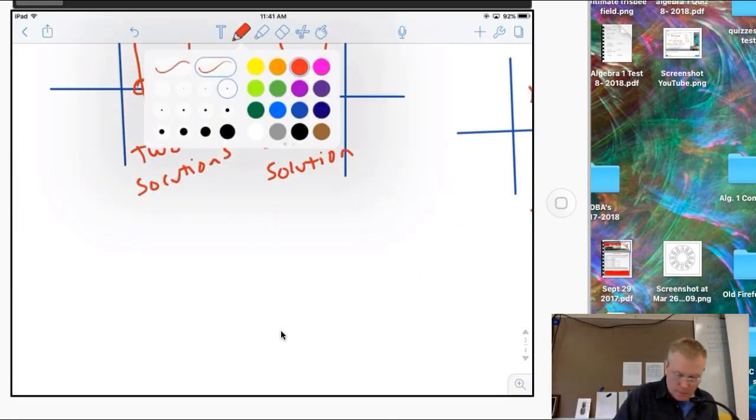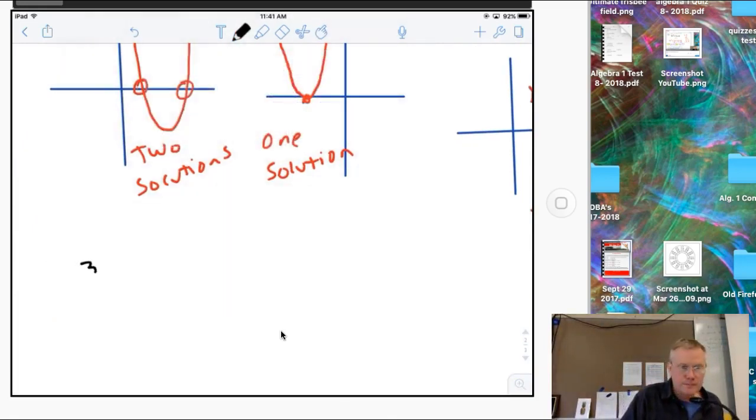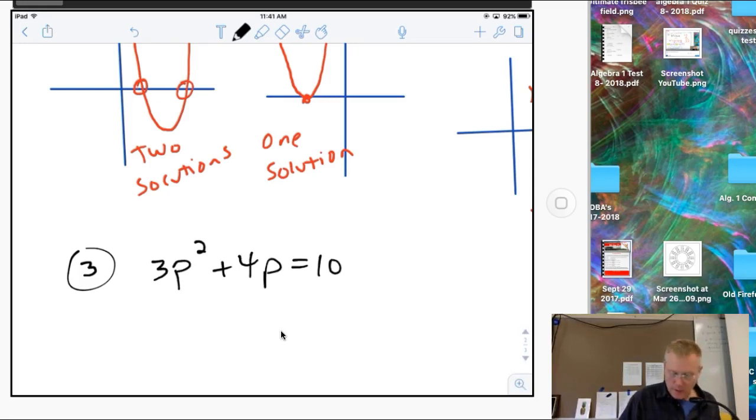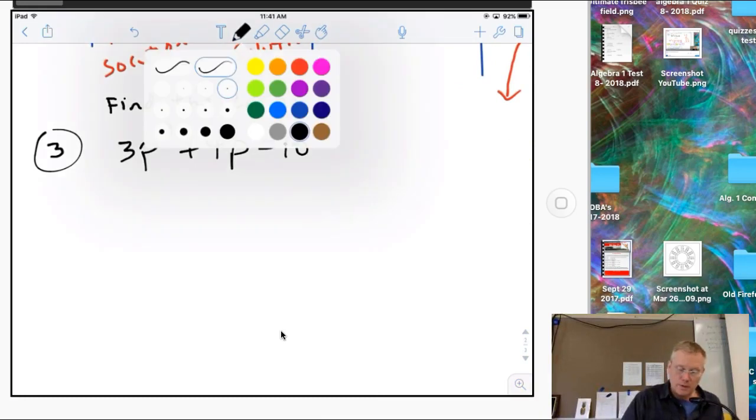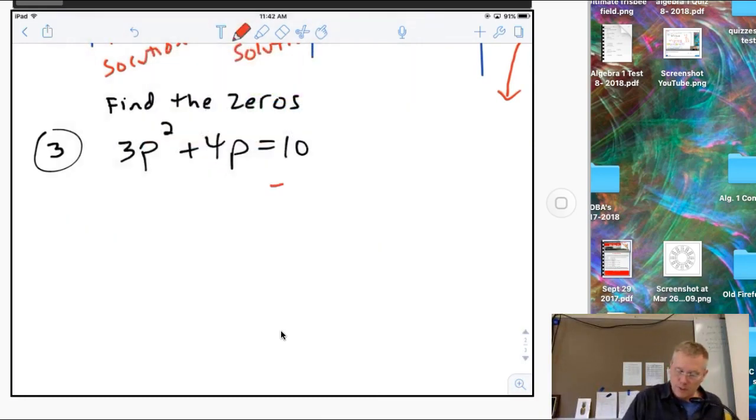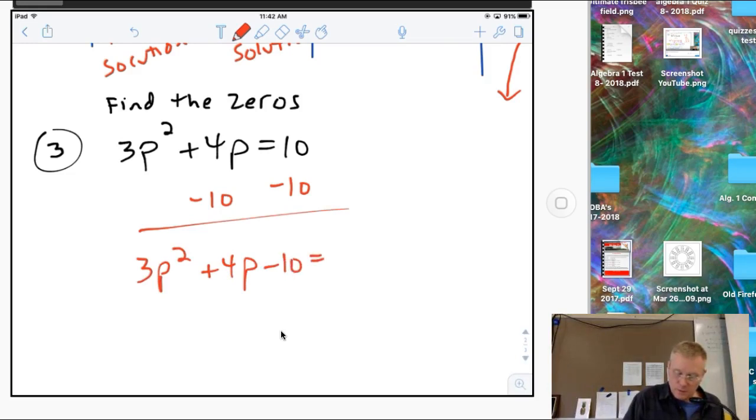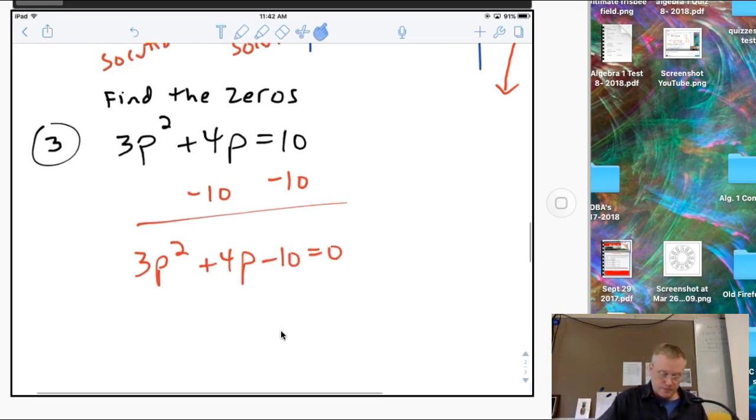All right, this is going to be my third and final problem here. 3p squared plus 4p equals 10. All right, so the first thing I need to do, and the directions will say, find the zeros. Okay, so the first thing I need to do is I need to have equals 0 on one side of the equation. So I'm going to subtract that 10. It's easier to move one thing instead of the other 2. And I get 3p squared plus 4p minus 10 equals 0.